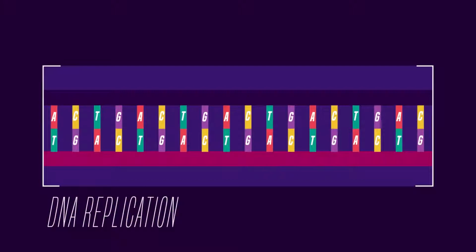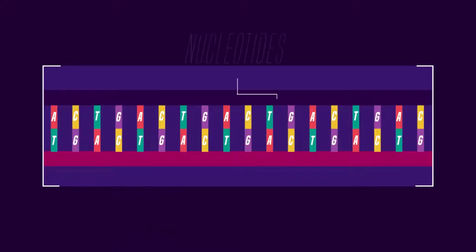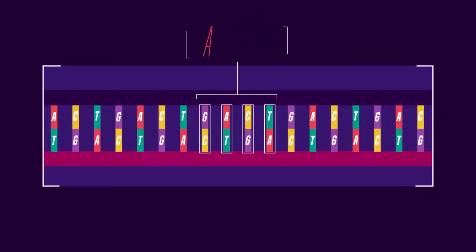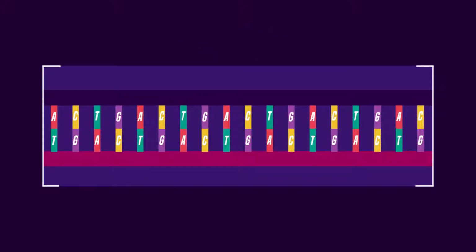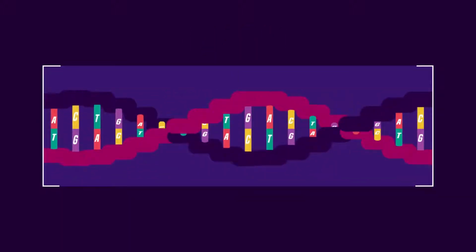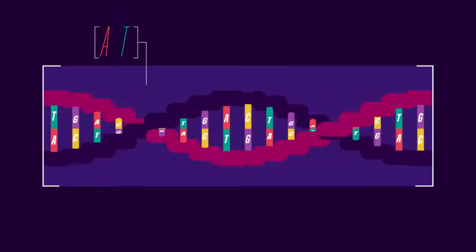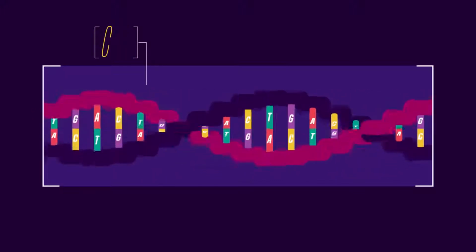Let's take a closer look at DNA replication. DNA is made up of many nucleotides, each containing a base represented by the letters A, T, C, and G. A piece of DNA contains two strands of nucleotides, twisted together to form a double helix. The strands are complementary. This means that whenever there is an A in one strand, it will be joined to a T in the opposite strand, and wherever there is a C, it will be joined to a G.